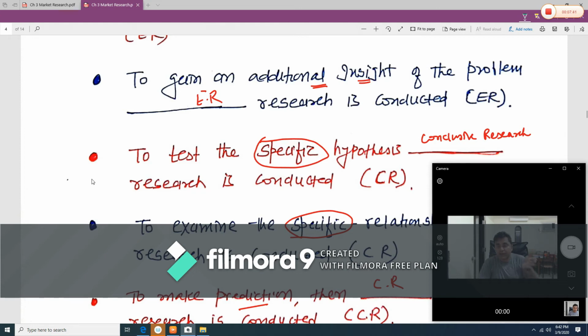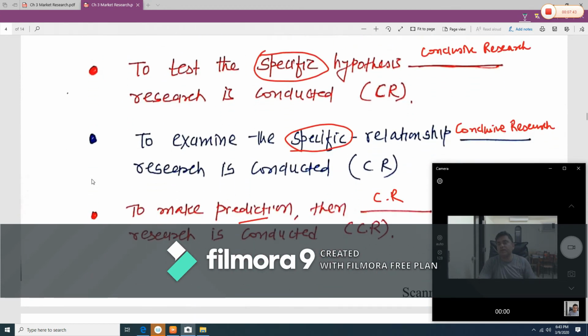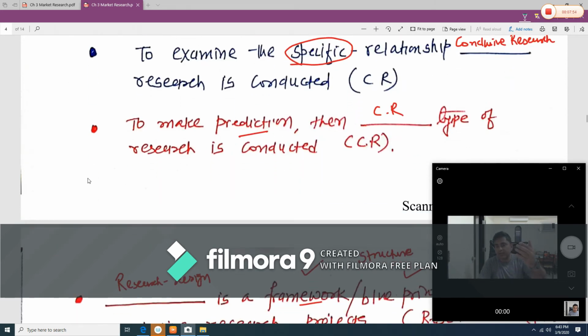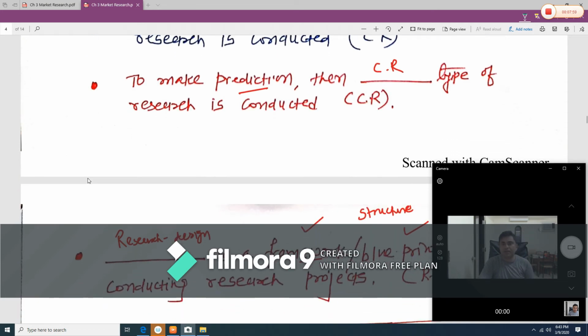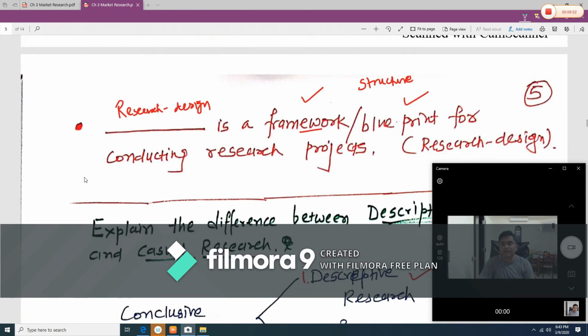But when you are testing a specific hypothesis, then we are doing conclusive research. Or when you are establishing a relationship between two specific variables, then it is conclusive research. Or when you are predicting the future course of action based on the present study, then it is known as conclusive research. This is a framework or a blueprint for conducting the research project. So first of all, please understand, when you know how you are going to collect the data for your research project, that entire step-by-step approach is known as research design.